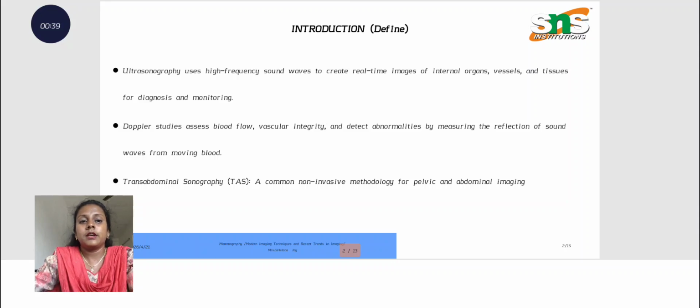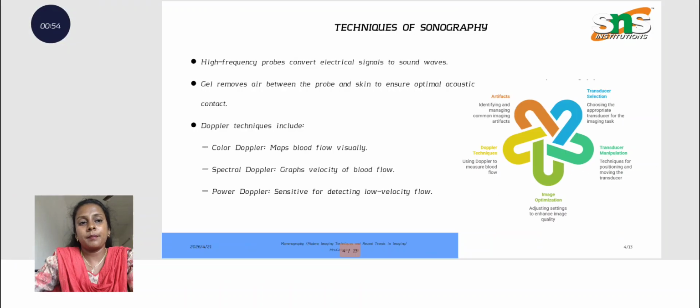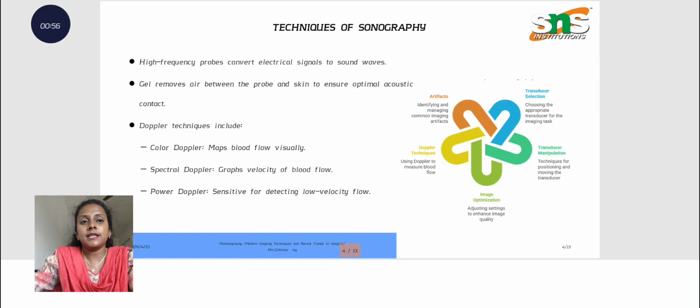Transabdominal sonography is a common non-invasive methodology to visualize the pelvic and abdominal regions. This is how an abdominal ultrasound will look, and the right side picture shows a Doppler ultrasound of the abdomen. In the technique, high frequency probes are used to convert electrical signals into sound waves. Gel is applied, which removes the air between the probe and skin to ensure optimal acoustic contact.